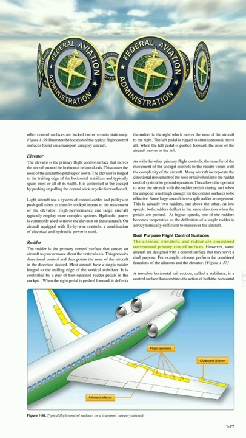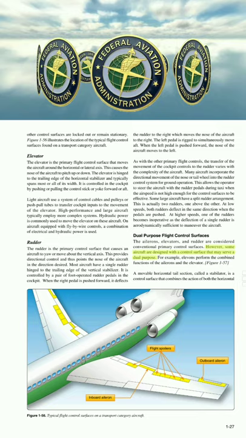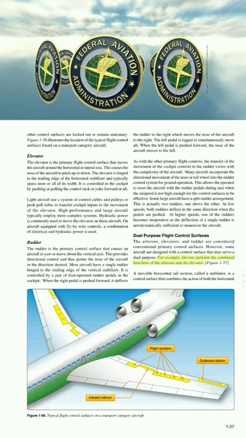Dual-purpose flight control surfaces. The ailerons, elevators, and rudder are considered conventional primary control surfaces. However, some aircraft are designed with a control surface that may serve a dual purpose. For example, elevons perform the combined functions of the ailerons and the elevator.